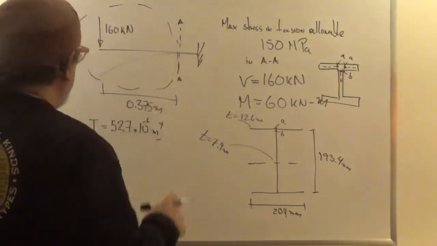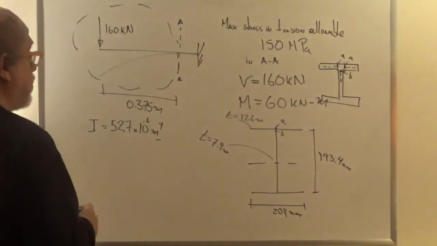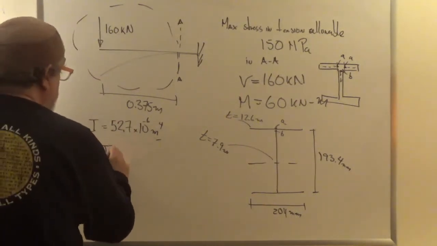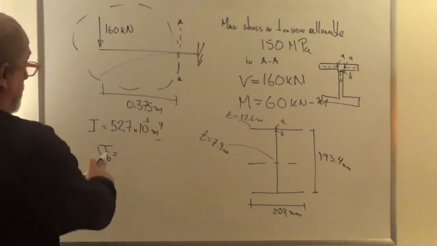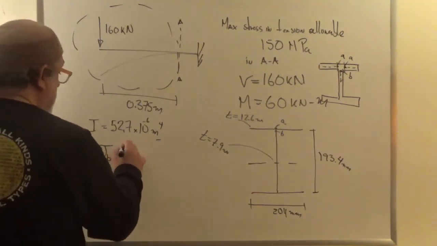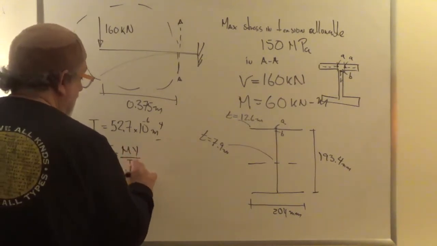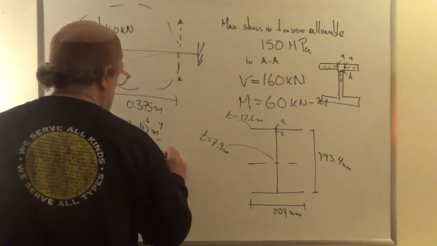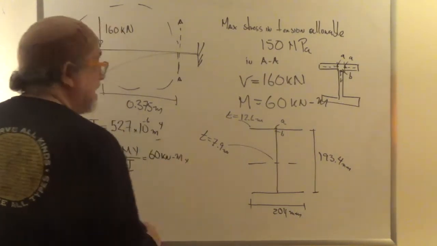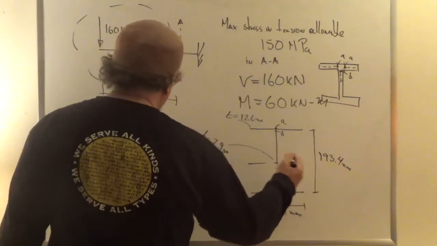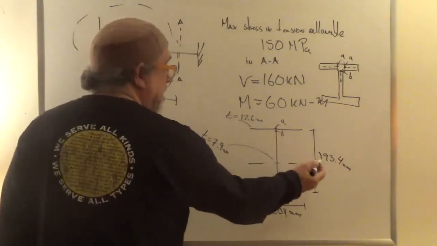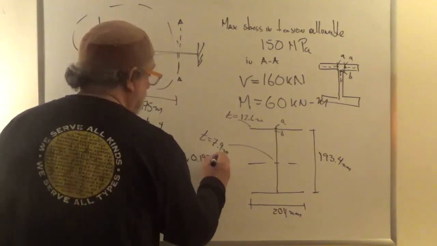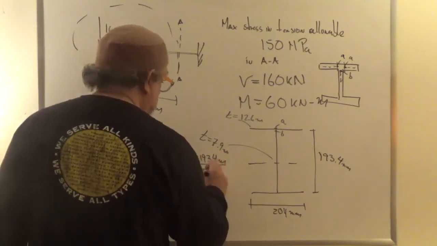Now, if that is the case, what is the stress due to bending at point B? It's just My over I. And what is the moment? The moment is 60 kilonewton meters. What is y? The distance from the neutral axis to there is half of this, so that would be 0.1934 meters divided by 2.